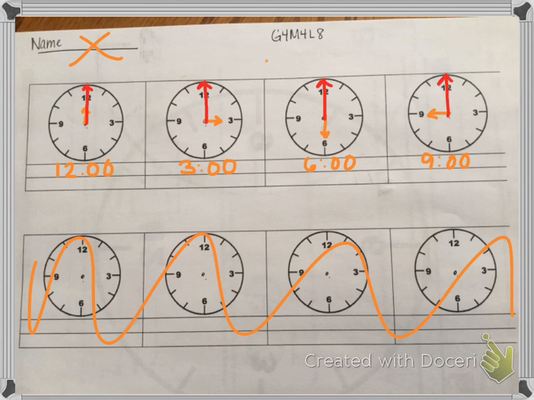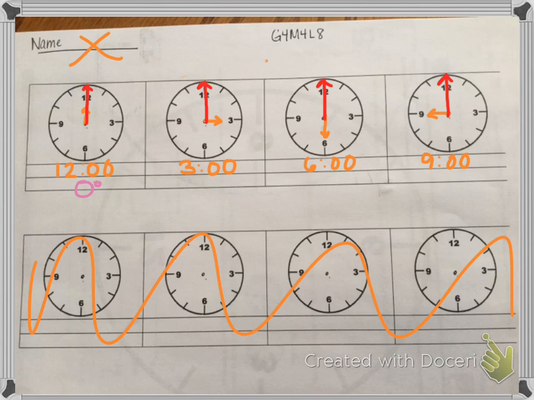All right, so yours should look like mine. Now let's relate this to angles. Let's say that 12 o'clock is 0 degrees, okay? Because the ray that is the minute hand has not moved. We're going to call that 0 degrees. Excuse me, the ray that is the hour hand, the orange one.